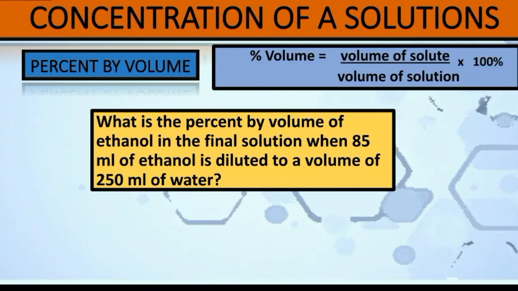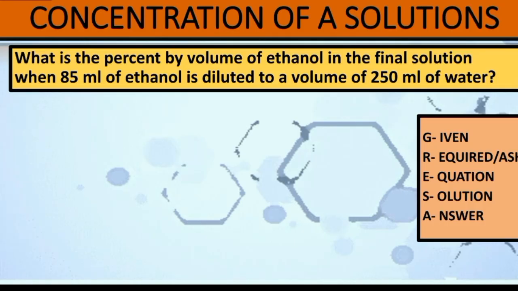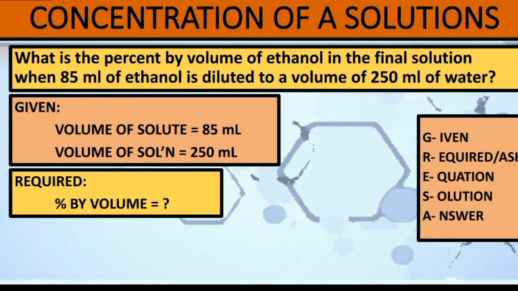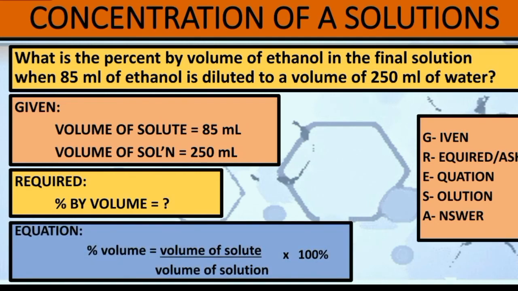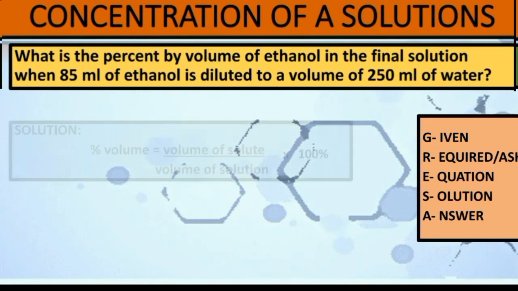Let's go back to the problem and don't forget to follow the GRESA method. Let's look for the given values. We have 85 ml of ethanol as our solute and volume of the solution, which is 250 ml. The problem requires us to get the percent by volume of ethanol in the final solution. So that is the unknown. And of course the equation, as mentioned earlier, that would be percent by volume is equal to volume of solute over volume of solution times 100%.